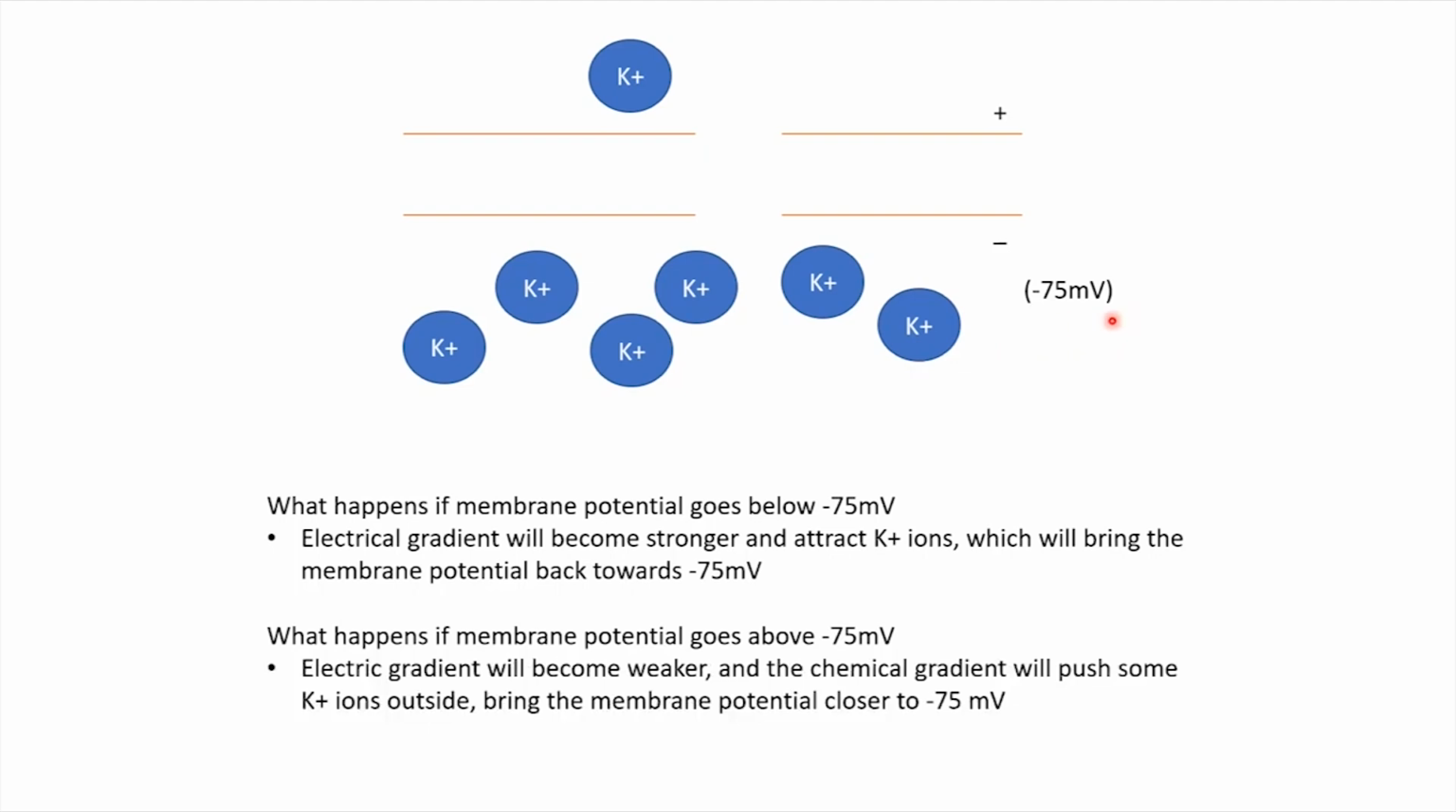So this is the value that the potassium ions try to achieve. If the membrane potential is above it or below it, in both cases, the potassium ions move in such a way that the membrane potential can return to -75. So this equilibrium potential reflects the value of membrane potential which the ions try to achieve. And different ions will try to achieve different values of the equilibrium potential.